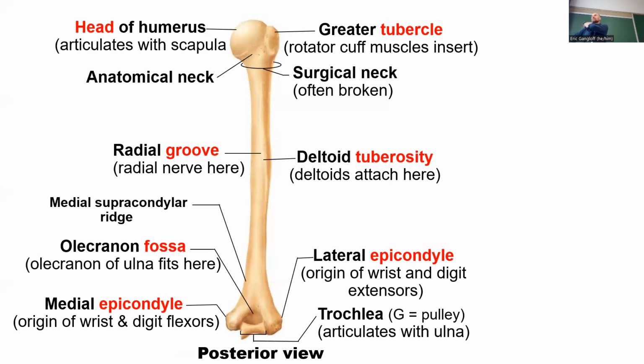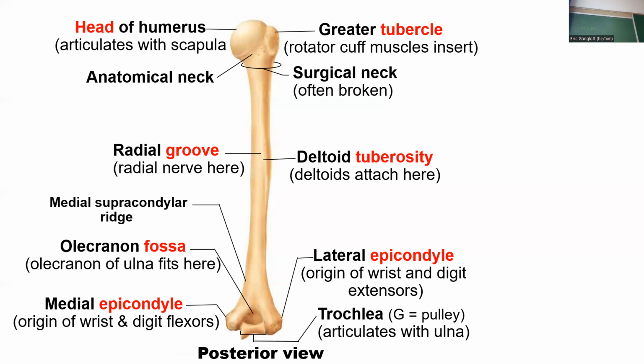And that is an attachment point for your deltoid muscles. So I said your deltoid muscles attach on your scapula, and that's where their origin is. Their insertion is midway down on your humerus, and that allows you, when those muscles contract, to move your arm up like this.